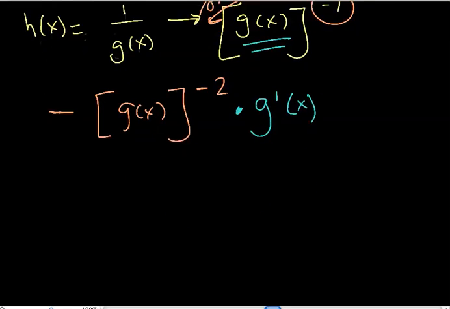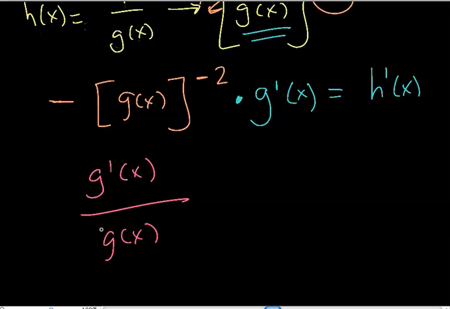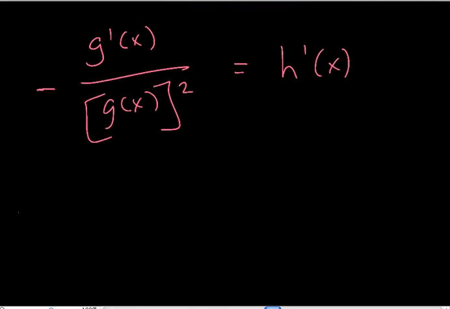So let's simplify this a little bit. This is basically h prime of x. That's great. So let's simplify that. Our g prime of x is going to go on top, that's going to be our numerator, and g of x is going to be the denominator because it's a negative exponent. So we have g prime of x over g of x squared, and the whole thing is negative. That's h prime of x. So that's what the derivative of g of x in the denominator would become. That's important to know. That's basically what the chain rule tells us.